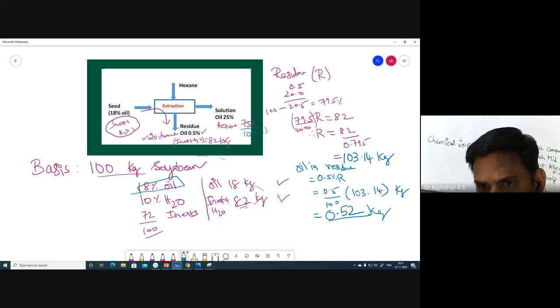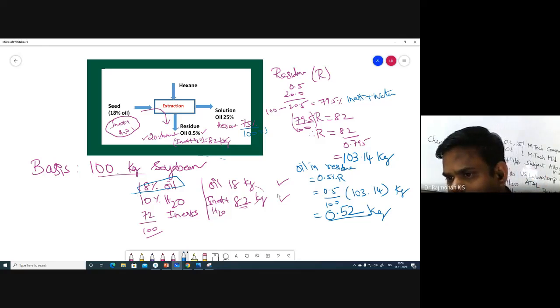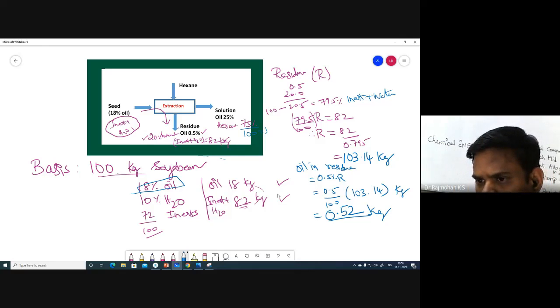And what is its percentage? The percentage of oil is 0.5 and hexane is 20, so 20.5 is the percentage of oil and hexane. So the remaining percentage, 100 minus 20.5, is the percentage of inerts and water. The quantity we know is 82 kg. So we have 79.5 percent of R equal to 82. Therefore, R is equal to 82 divided by 79.5 by 100, which is 103.14 kg.